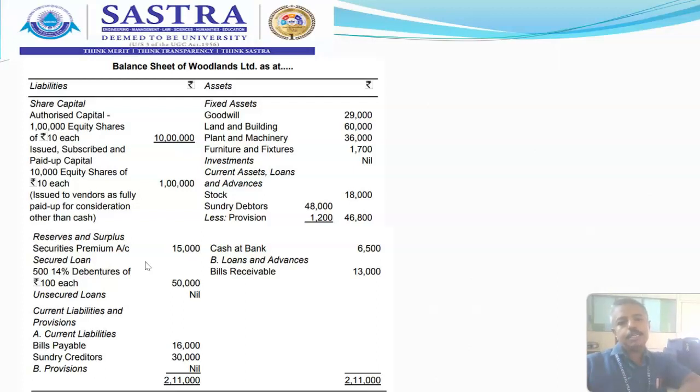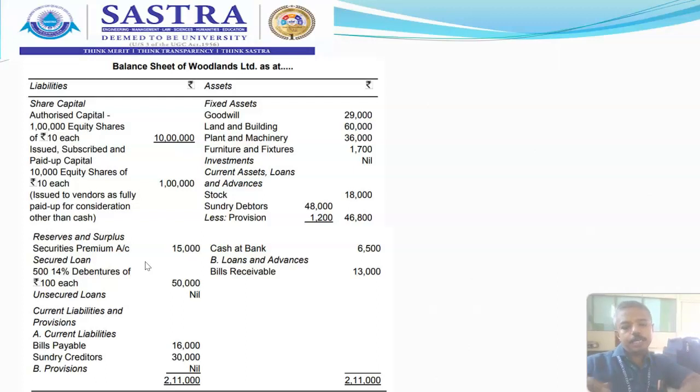Current assets, loans and advances. Under this we have stock as a primary current asset, rupees 18,000, then sundry debtors, rupees 48,000. Of this, the provision for doubtful debts of 1,200 has to be subtracted, so this is 46,800. Then bank, we have to do workings for this.